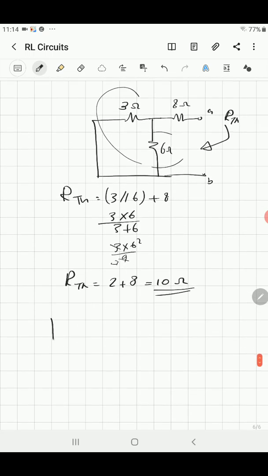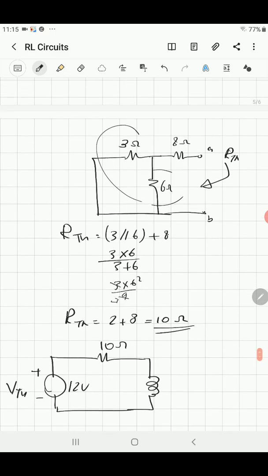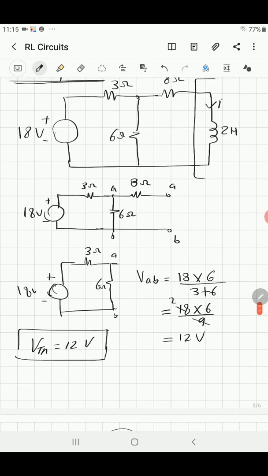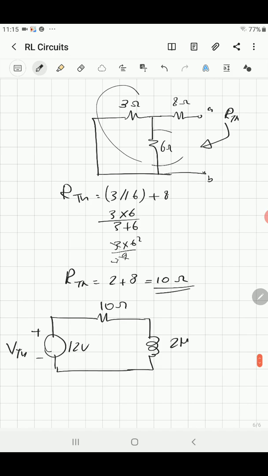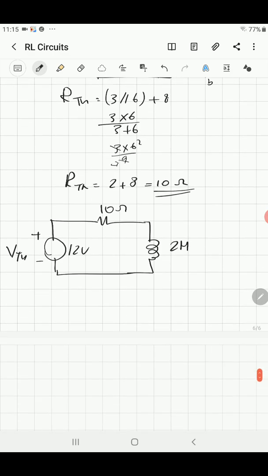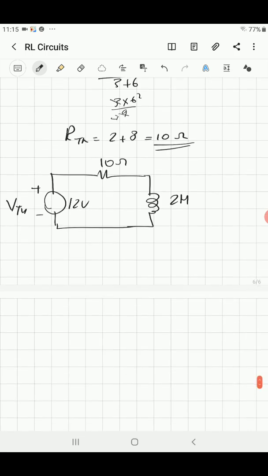Now you can have your circuit, the simple one: V Thevenin equal to 12 volts, and the R equal to 10 ohm. And now we can go ahead and insert the inductor, which was 2 Henry. Now we can do everything, you can solve it like that. Good, this is the circuit that we used in the beginning. So, for example, tau is equal to L over R. L is equal to 2, R is equal to 10, so it's 2 over 10, which is 0.2, or 1 over 5 seconds.